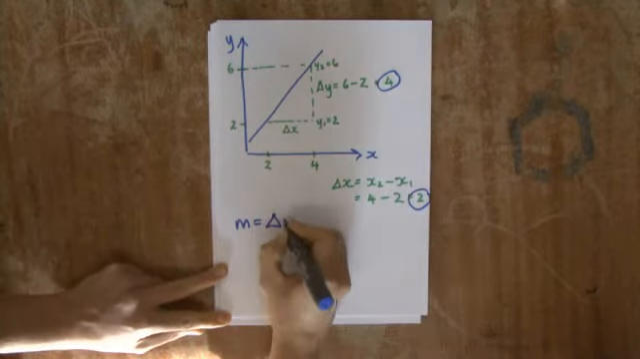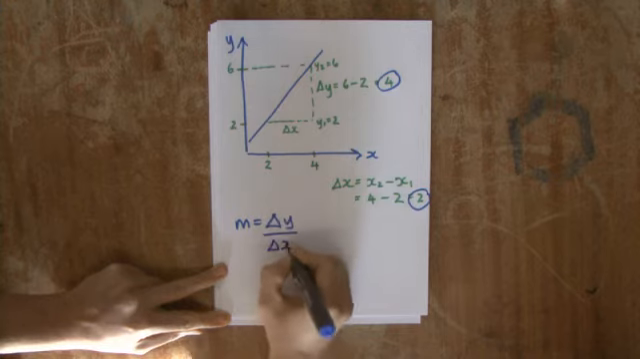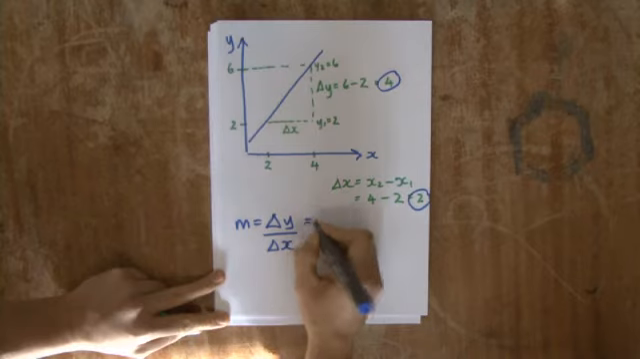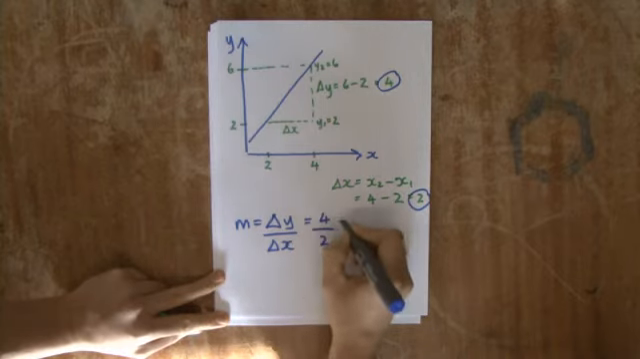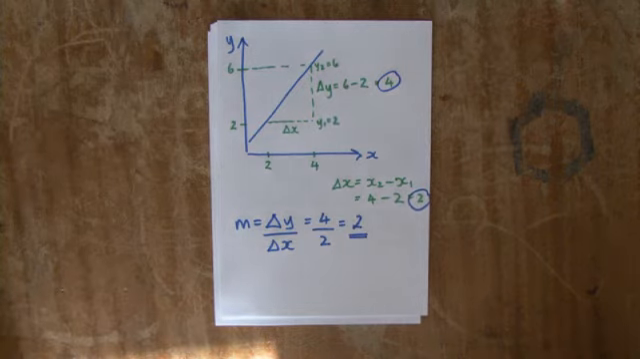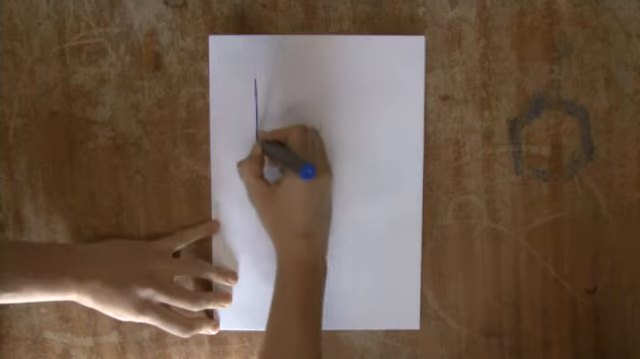So we know that our delta y is 4, our delta x is 2, so we know that m is delta y over delta x. Remember, this is just change in y divided by the change in x, which is 4 over 2, which is equal to 2. So that's the gradient of our line in that example. So let's have a look at another example.